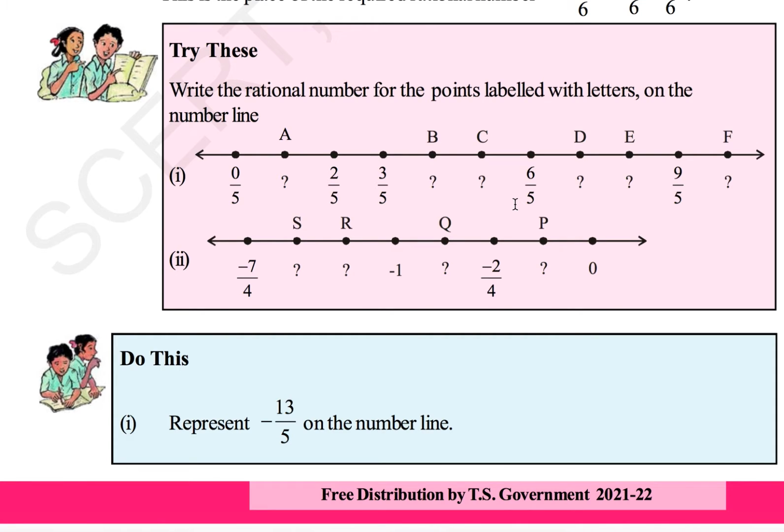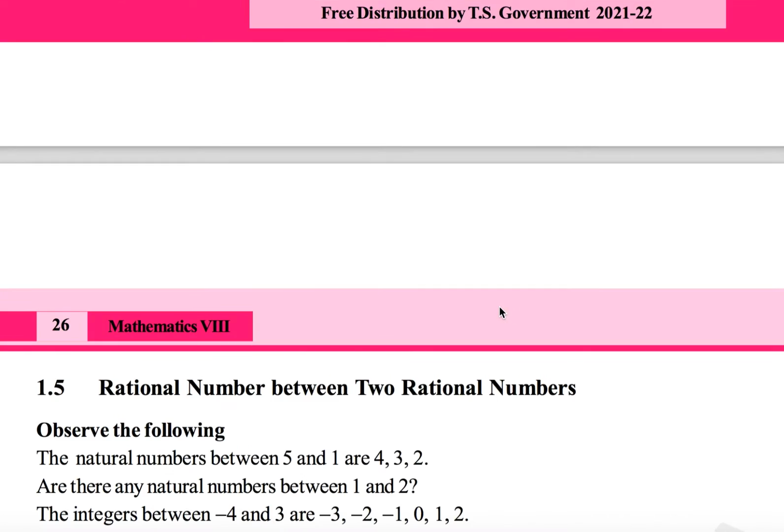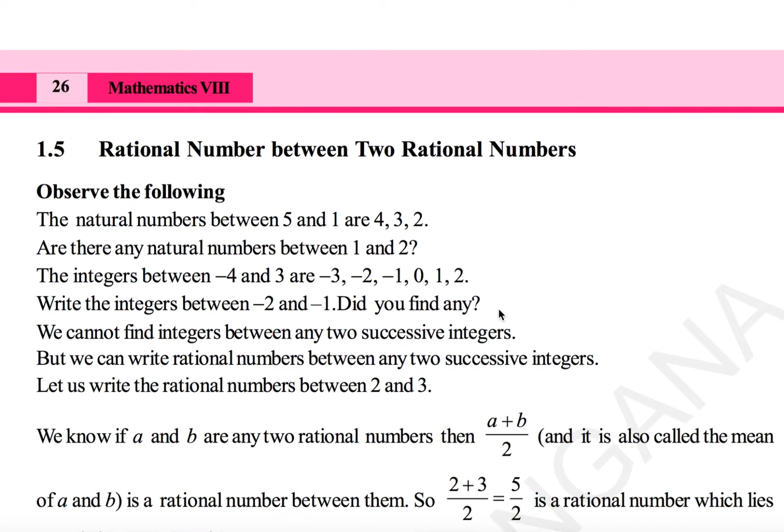Write the rational numbers for the points labeled with letters on the number line. This is 1/5. This is 4/5. This is 1. This is 7/5. This is 8/5. This is 2. Minus 6/4, minus 5/4, minus 1/4, minus 2/4, minus 3/4, minus 1/4. Okay, like that. Represent minus 13/5 on the number line. That you can do, right?